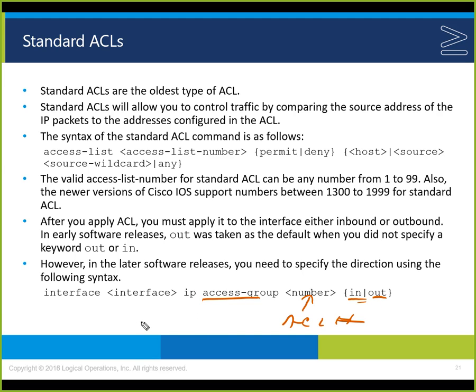If we're using a telnet line, it's a different command. So ip access-group is used to apply it to an interface, and it is the number that we're applying. We apply it in or out.